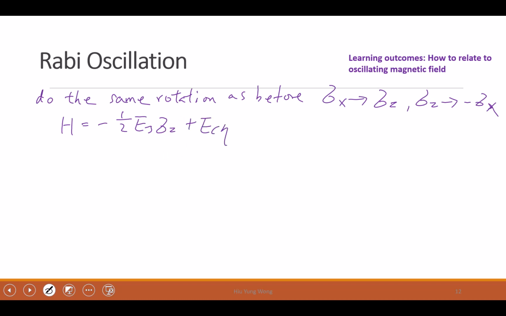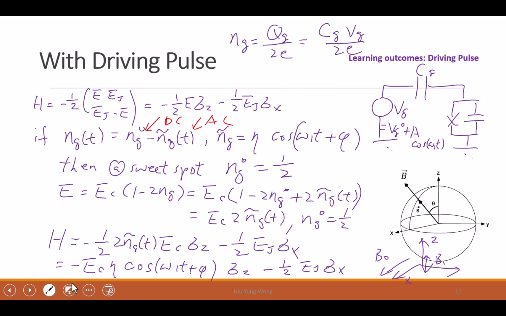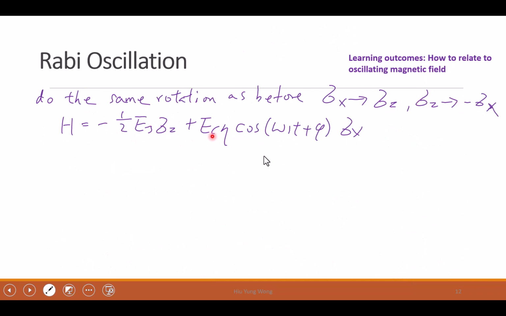EC eta cosine omega 1t plus phi sigma x. Why? Because this is negative sigma c, right? So negative sigma c becomes negative sigma x, so it's plus EC eta cosine omega 1t plus phi sigma x. So how do you find out how it operates on a general state? Solve the Schrödinger equation, right?